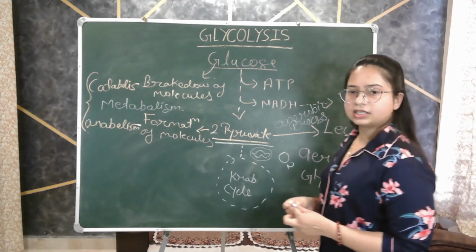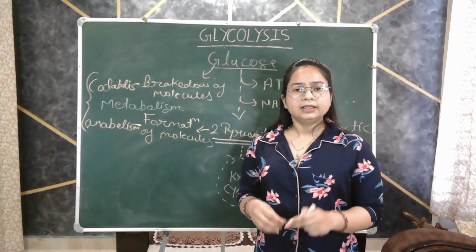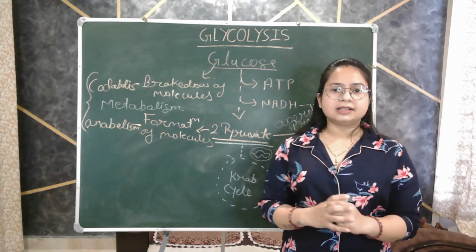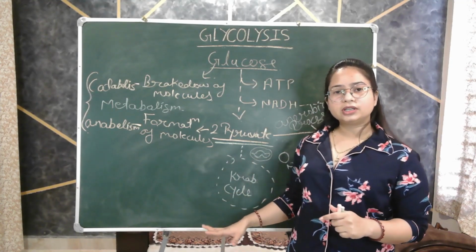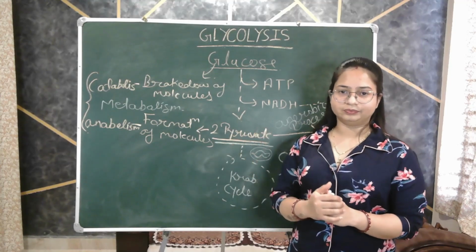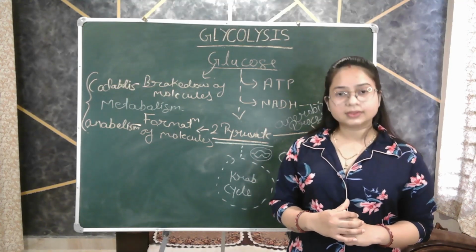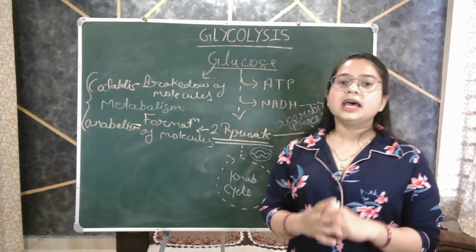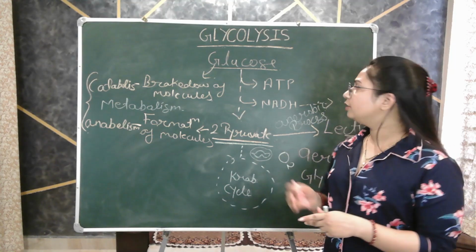So the question arises: which kind of cells don't have mitochondria and oxygen? The answer is RBCs, red blood cells.